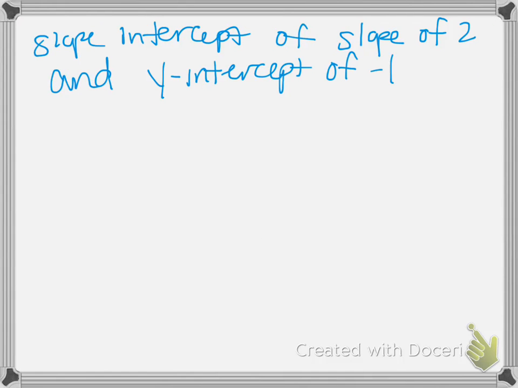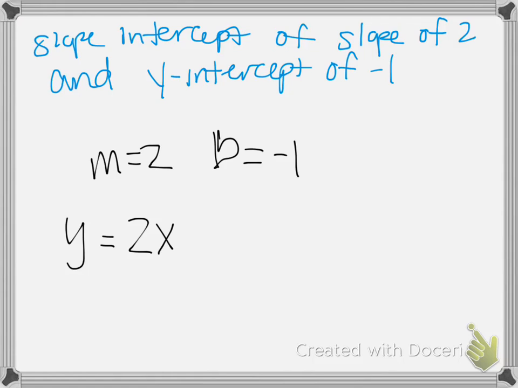Slope-intercept form of my slope of 2, so slope is always my m, and my y-intercept is always b. Okay, so if I just rewrite it with my slope and my y-intercept, I should get y equals 2x minus 1, because my b always goes here, my slope always goes here.